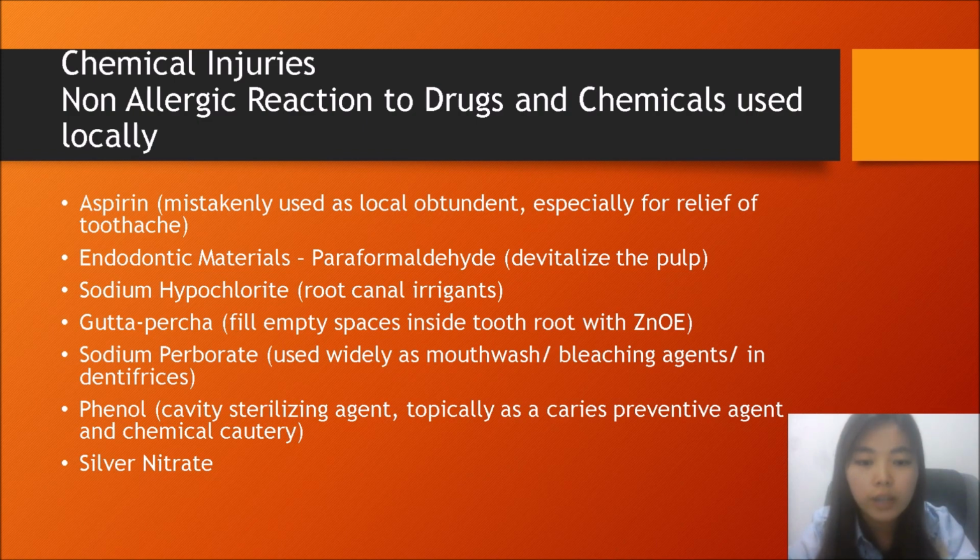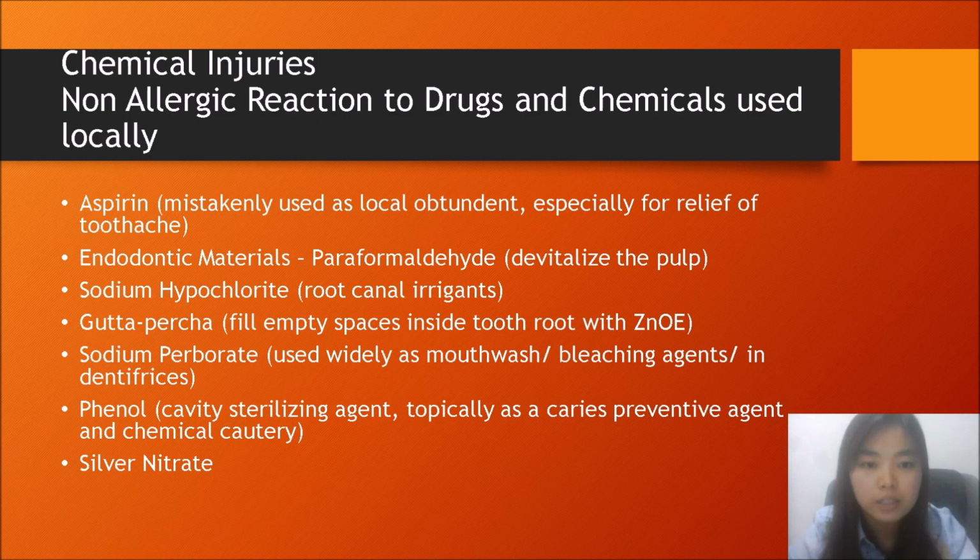Next, the gutta-percha. Gutta-percha is used to fill the empty spaces inside the tooth root with the help of zinc oxide eugenol to attain the apical seal. In this case, it may cause transport of bacteria into the apex, and incomplete cleansing may cause bacterial infection. Sodium perborate is used widely as a mouthwash, bleaching agent, and in dentifrices due to its therapeutic effect on gingival disease.